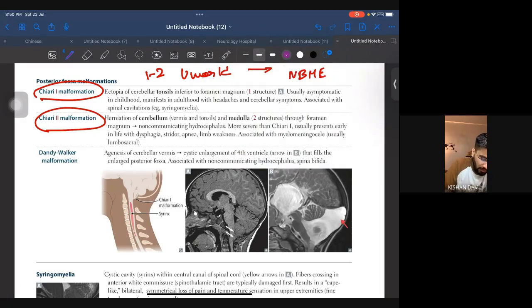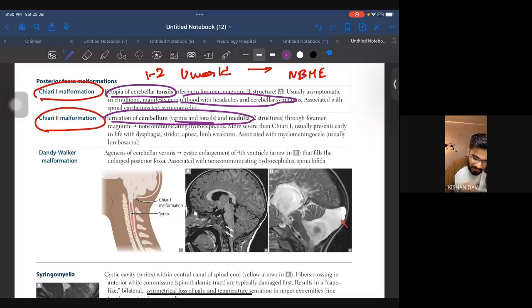Now let's see, what will there be in Chiari 1 malformation? Ectopia of cerebellar tonsil. And what is there in Chiari 2? Herniation of cerebellum and medulla, vermis and tonsil. Now how they will be presented to you is in childhood or adulthood with headaches and cerebellar symptoms. Cerebellar symptoms means there won't be balance. The child won't be able to stand properly. He won't be able to walk or stand while closing his eyes. We will discuss everything in cerebellum.